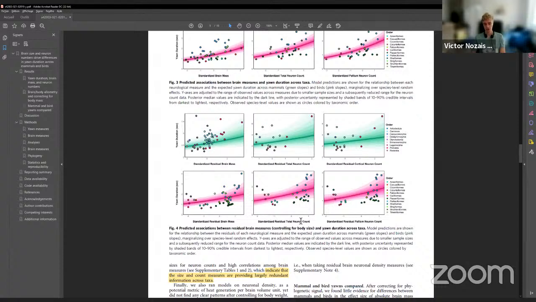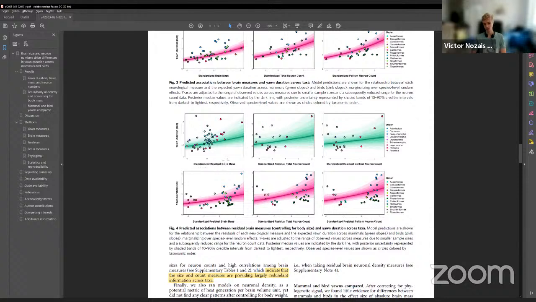Then what they did is to control for the body size, so that they did not take into account the body size. Well, I think they regressed out the body size in their model to only get the residuals for the brain mass and the total neuron count, and they still get, albeit smaller, a positive relationship between the two measures.